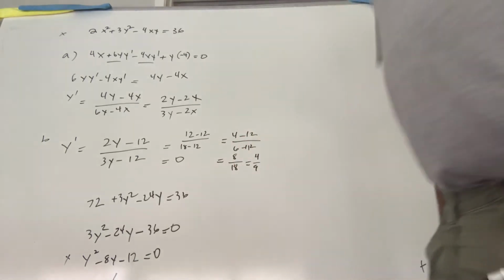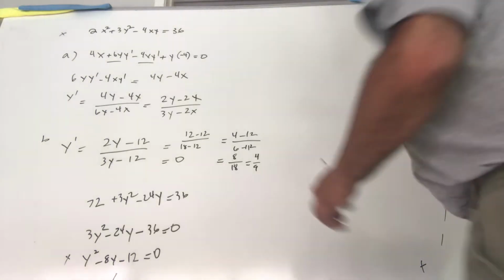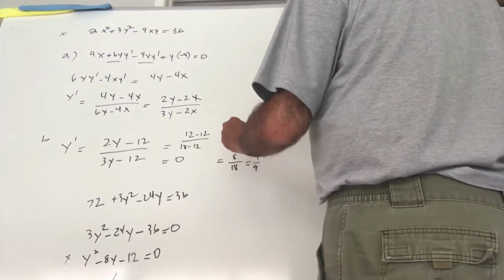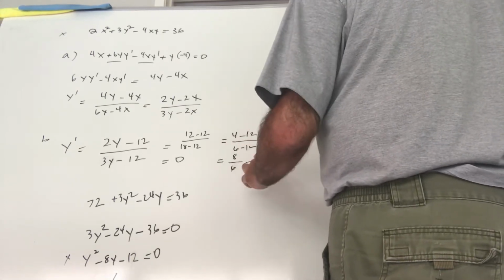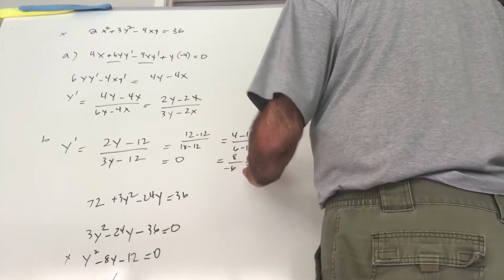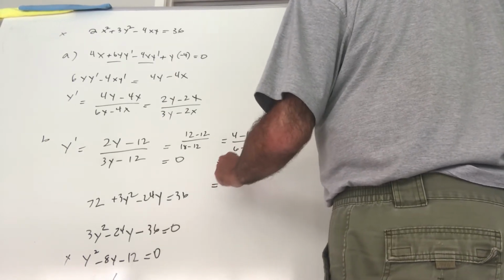So let's check. 4/3. What did I do wrong? Oh, crap. This is 6 minus 12. It's not 6 plus 12. 6 minus 12 is negative 6, actually. Right? So I get 8 over negative 6, which is negative 4/3.